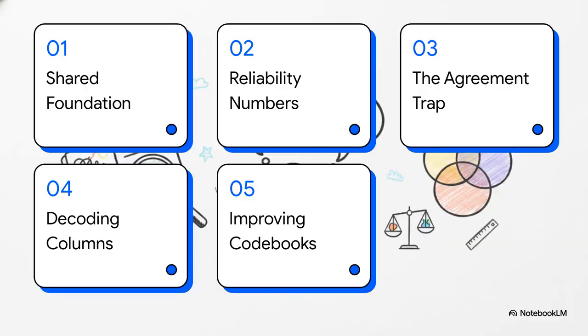Okay, let's dive into this. Here is our roadmap for today. 1. The foundation of consistency. 2. Reading the reliability numbers. 3. Avoiding the agreement trap. 4. Decoding the overlap columns. And 5. Improving your codebook.